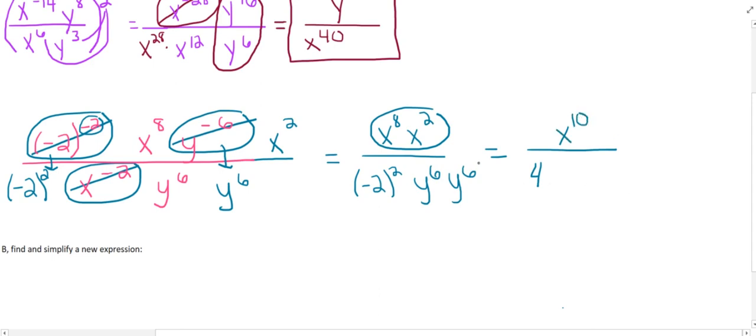And then here in the bottom, same thing. I'm going to add these exponents, y to the 6 plus 6. That's going to give me y to the 12th. I've got one of each, x and y. So I am complete with this problem.